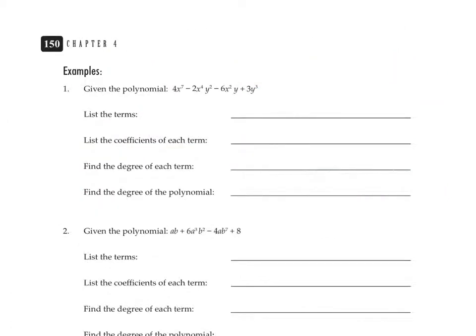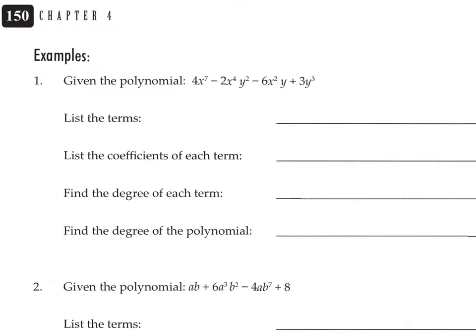All right, we're going to continue on with some examples here of polynomials. The first example says, given this polynomial, list the terms. All right, so I'm just going to zoom a little bit here. We're going to use the plus and minus signs to separate the terms. So there are 4 terms here. So we call this a polynomial with 4 terms.